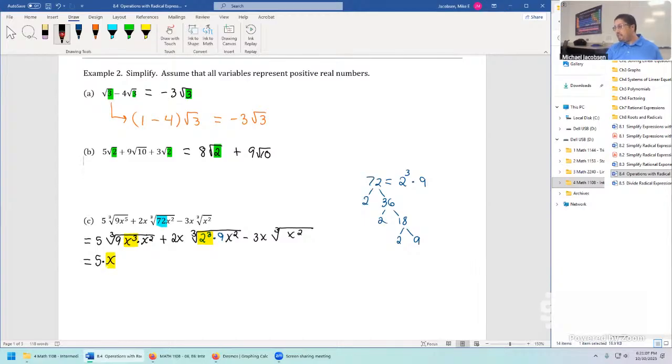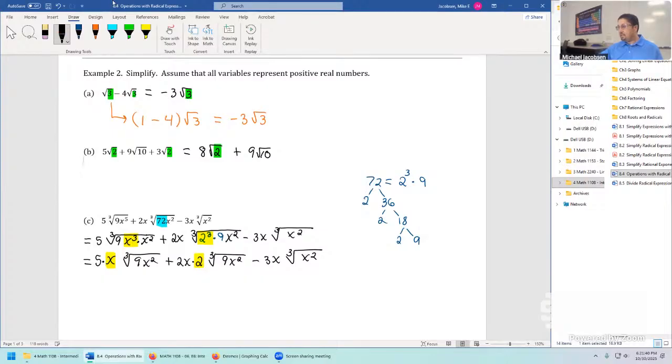Then it's 5x times the cube root of 9x squared. Then another reduction: here we have 2x, just copied in, times, same idea as before, the cube root of 2 cubed, well, that's really just the cube root of 8, which gives us a 2 altogether. So 2 pops outside, and we leave behind the cube root of 9x squared. Then we have a negative 3x times the cube root of x squared.